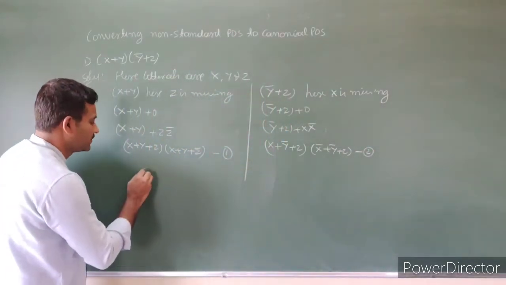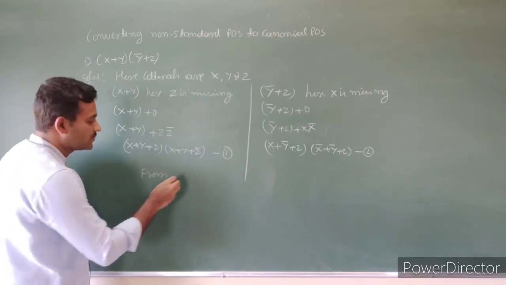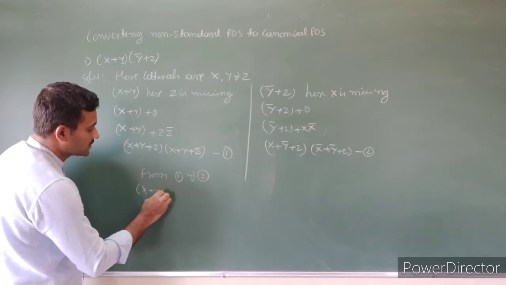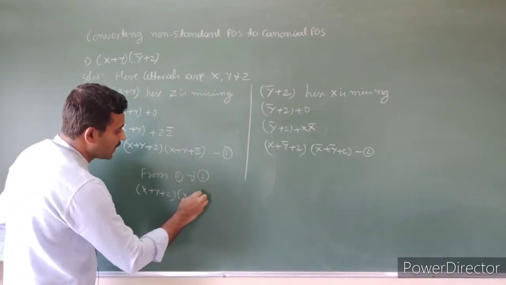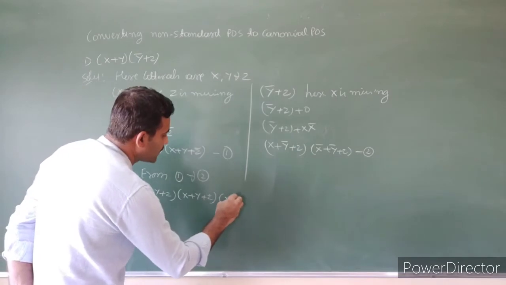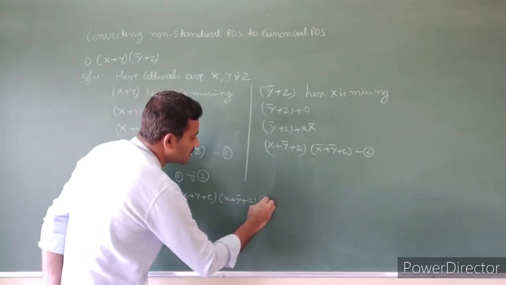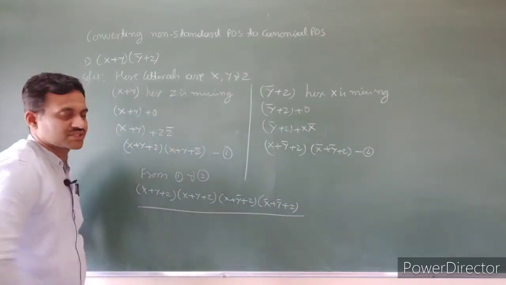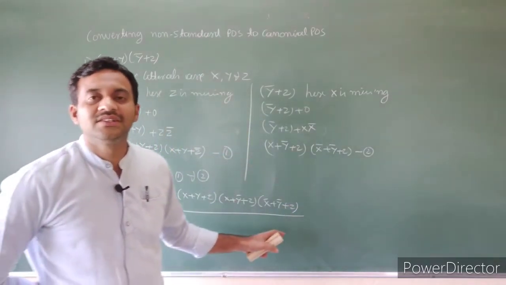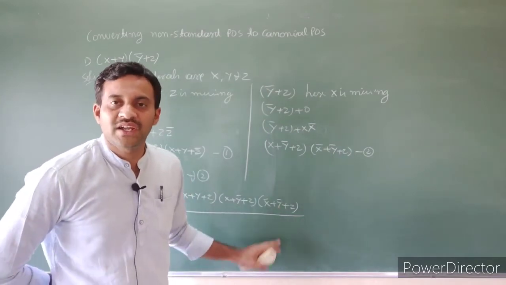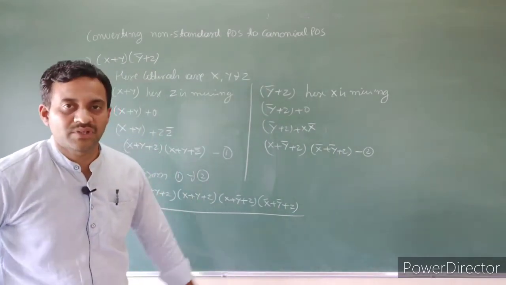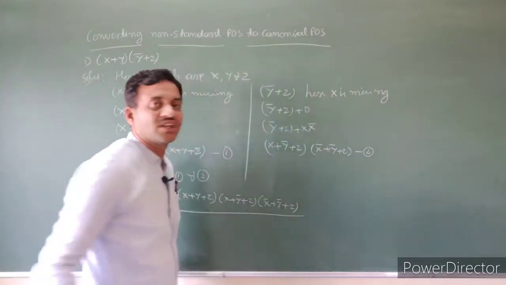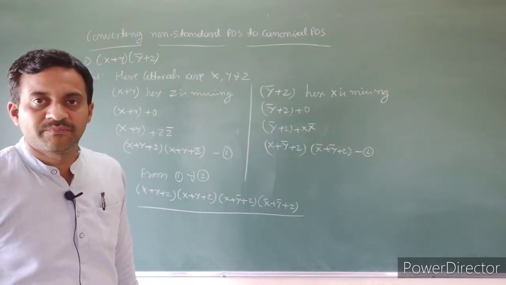Then combine expression 1 and 2. From 1 and 2 we have (x plus y plus z)(x plus y plus z bar)(x plus y bar plus z)(x bar plus y bar plus z). If there are duplicate sum terms, just keep one of them. So this is the procedure for converting non-standard POS to canonical POS.